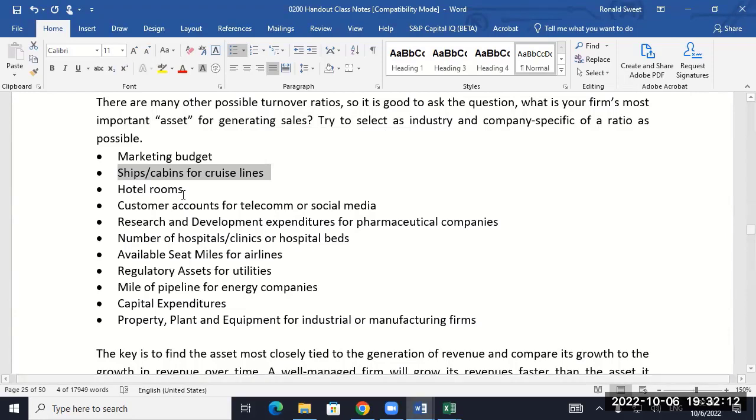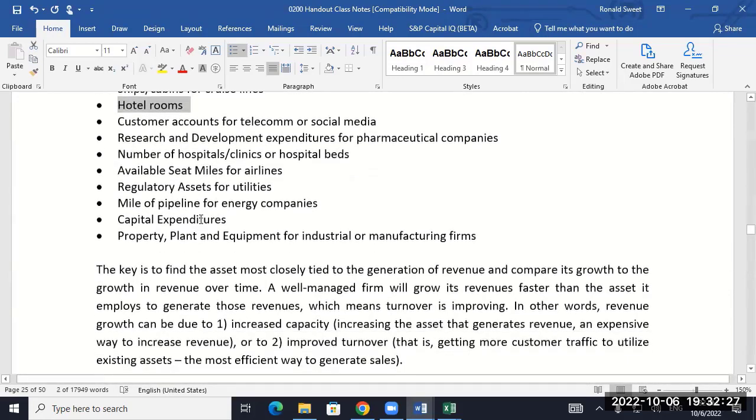So what is the asset turnover of a 500 square foot ship versus a 1,000,000 square foot ship? What's the difference? Where are they getting that money from? Is it the excursions that they stop for? All those kinds of things. Hotel rooms. I was watching Andrew's commercial real estate class yesterday.